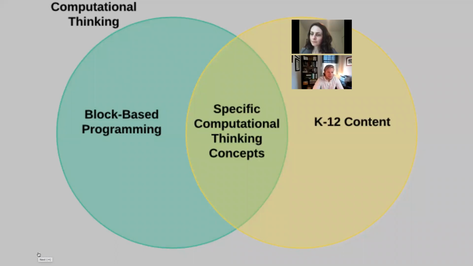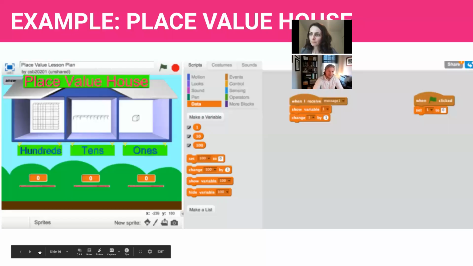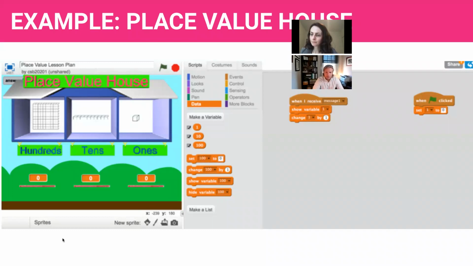Sometimes this computational thinking concept could be an idea like decomposition, or sequencing, or the idea of looping. A common one is conditionals, which is like an if-then statement. If something happens, then it triggers something else to happen. And so here's an example of a computational thinking concept of a conditional.